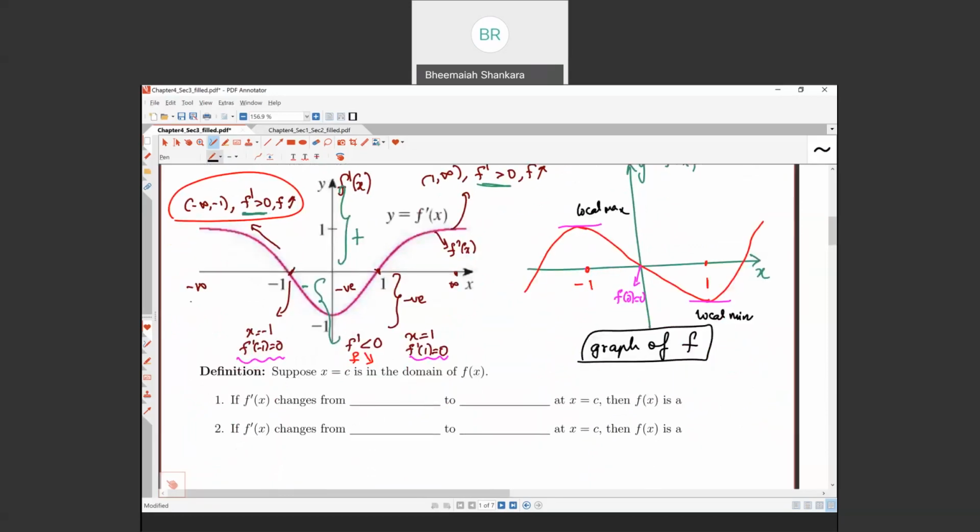Next, you have a definition. Suppose x equal to c is in the domain of the function. If the f prime changes from positive to negative at x equal to c, you call f of x a local max. We did see this in the previous example. The function has a positive slope here and negative slope here. So at this point, it's changing from positive to negative, which means the function is local max. Similarly, f prime changes from negative to positive at x equal to c, so the function will be local min.